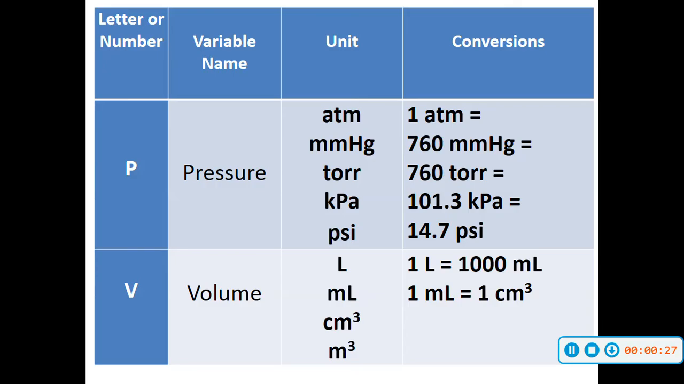Of course, just a quick review of your variables. P is for pressure, and we have atmospheres, millimeters of mercury, and torr, which is the same as millimeters of mercury. They're both the same value. We have kPa as well as psi. For volume, we have liters, milliliters, cubic centimeters, and cubic meters. Don't forget that 1,000 milliliters is equal to 1 liter, and 1 milliliter is equal to 1 cubic centimeter.